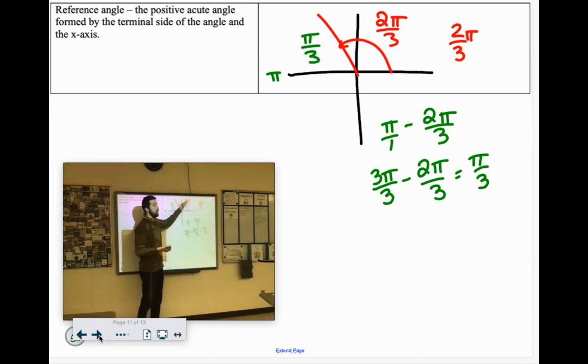If this was 5/6 pi, you'd be missing 1/6 pi, right? And you can do the same thing as far as the negatives go. Let's try that out on the next vid.